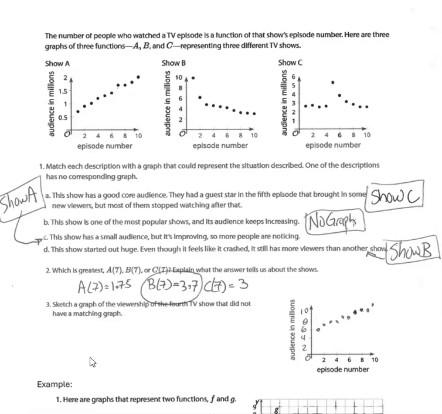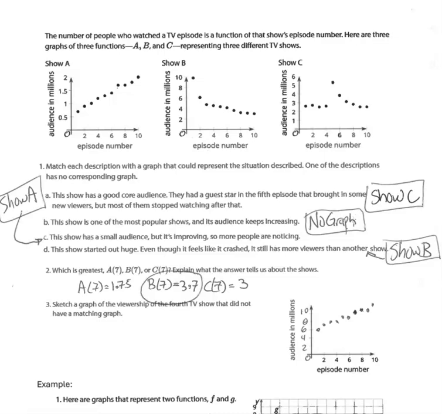One thing that messed me up and I had to start over was I was looking at show A, and it looked like it was just taking off. And what I didn't realize was on the left, when you're looking at the dependent variable, which is going to be the audience in millions, that actually only went from 0 to 2, whereas the other one went from 0 to 10 and 0 to 6 million on the other one.